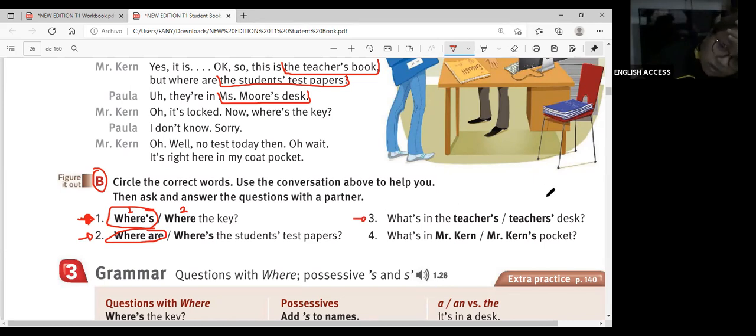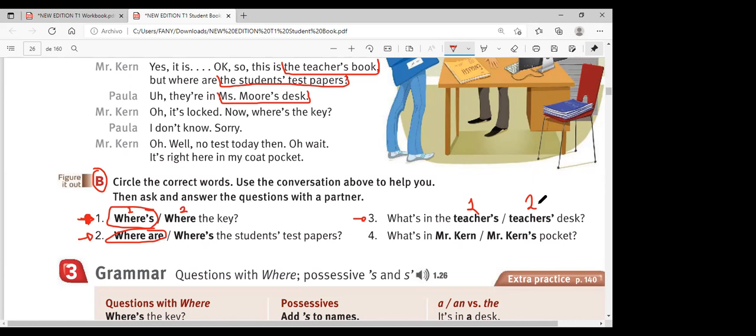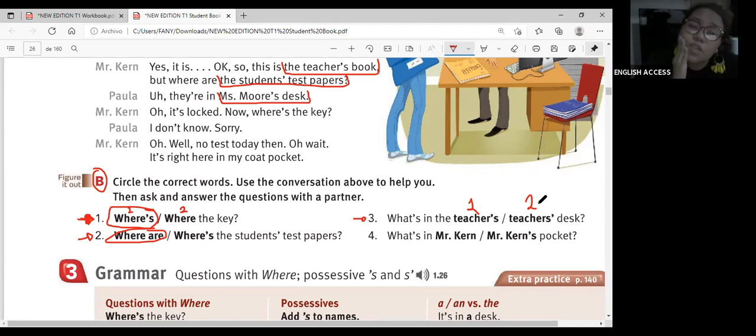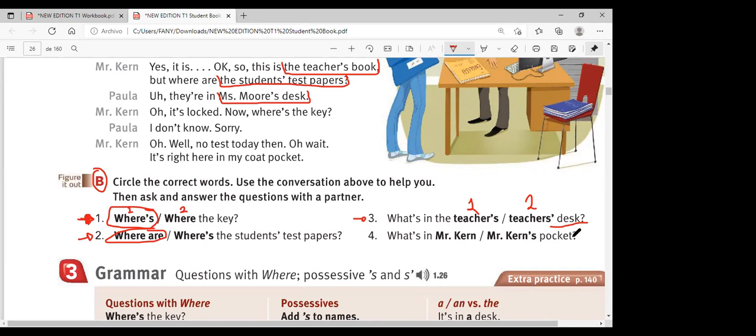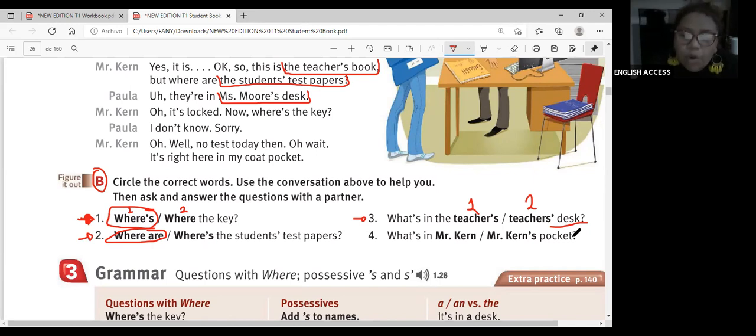Okay, Amairani, number three. What is in the teacher's or in the teachers'? Number one or number two? Amairani, number one or number two in sentence number three? Opción uno, opción dos. Opción dos. Why? ¿Qué te está diciendo tu objeto? ¿Singular o plural? Singular. It's singular. So, sería la one. Yes, it's number one because singular. Yes, it's only one teacher. Good.